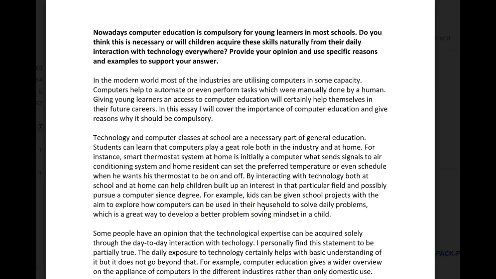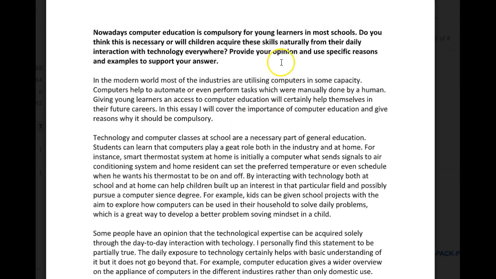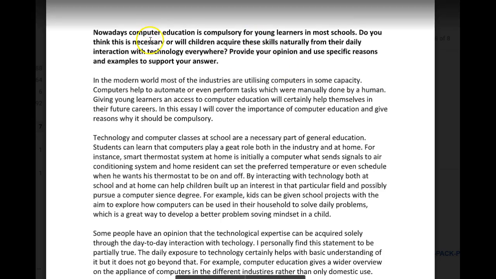The whole thing about the thermostat system for me was a little irrelevant, which is why I even said that to you. I'm like, why are we talking about this? So what I want you to do again is just look at the actual question that we're being asked here. Is it necessary for children to receive computer education in school, or do you think they will develop these skills naturally?